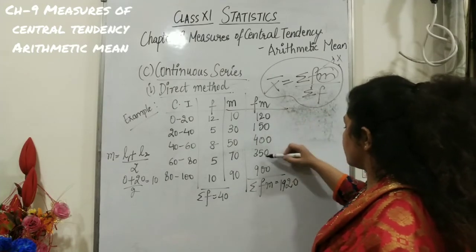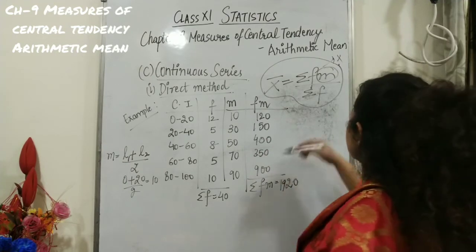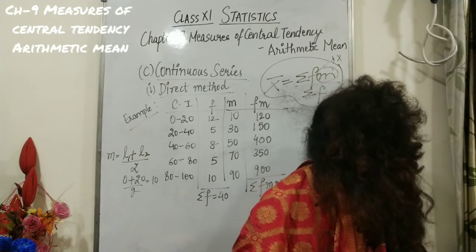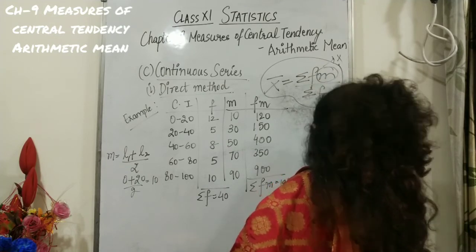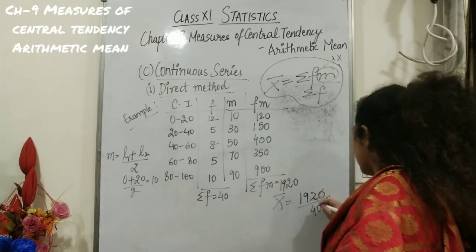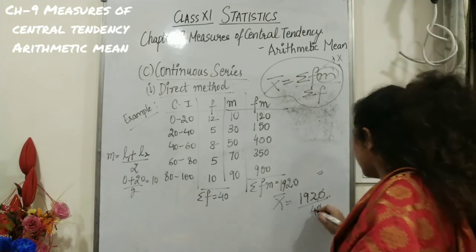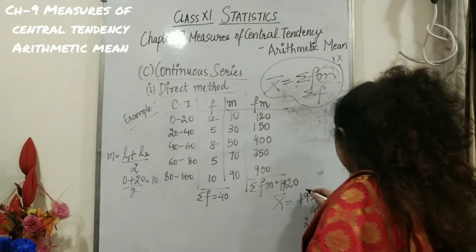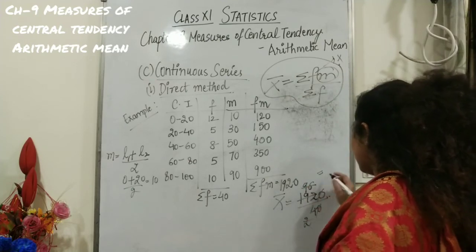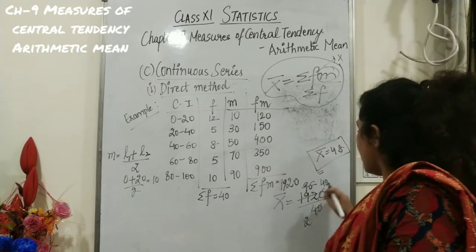The summation of frequency you can calculate yourself; it is 40. So put in the formula. Mean is equal to 1920 upon 40. Solve it further and give the answer. Solve by 2 first, 960 upon 20, and further solving you get 48. So 48 is the answer.